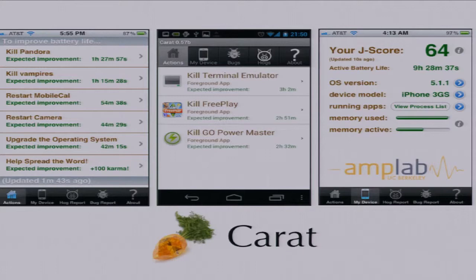We also have something called a J-score, which gives you a sense of how your battery life compares with other similar devices. So this is a percentile. A J-score of 64 means that your battery life is better than 64% of similar users. Okay, so this is a couple of the screens, and there are various other things that you can look at that I'll explain a little bit later.